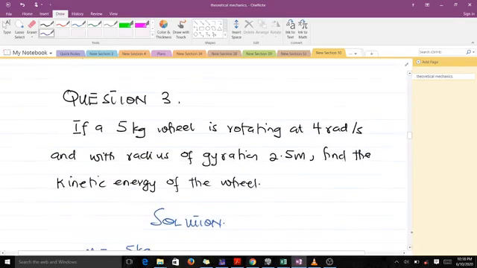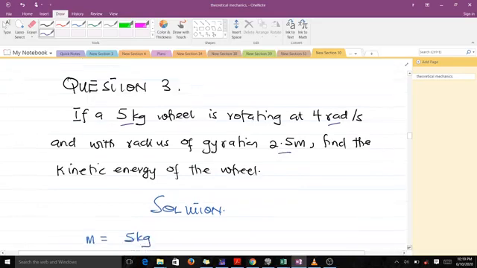So the third part of the question says that if a 5 kilogram wheel is rotating at 4 rad per second and with radius of gyration 2.5 meters, we have to find the kinetic energy of the wheel. Alright, so extracting some data from our question, we know the mass is 5 kilograms, the angular velocity is 4 rad per second, and there's our radius of gyration, which is 2.5 meters. So let's find the kinetic energy.